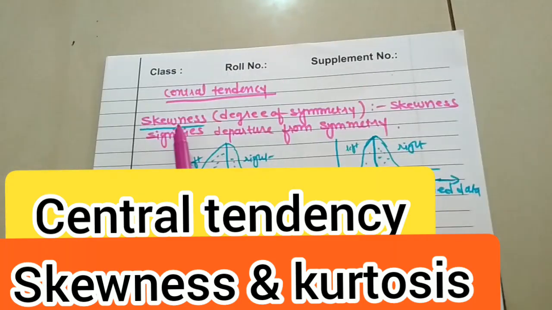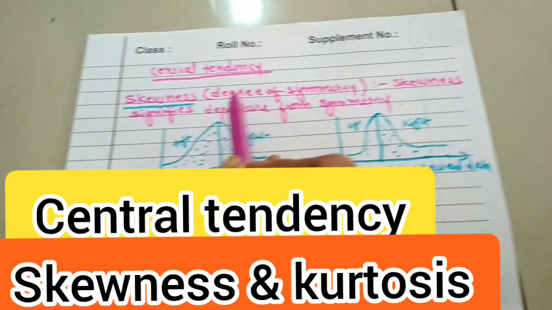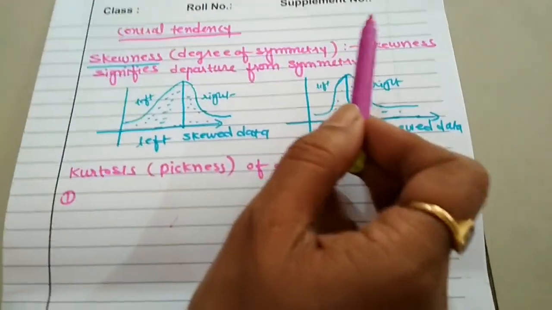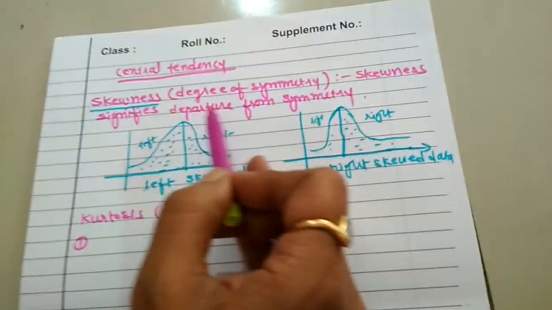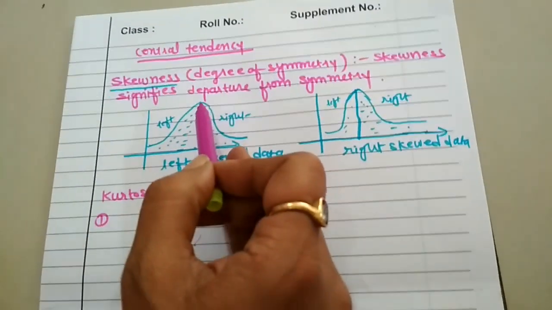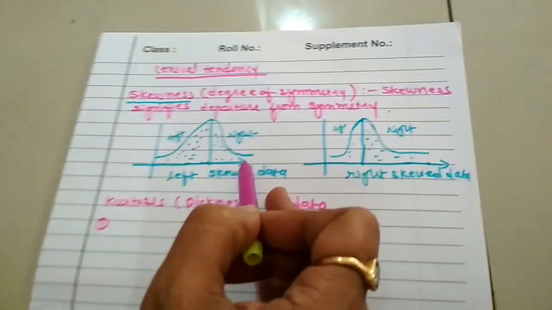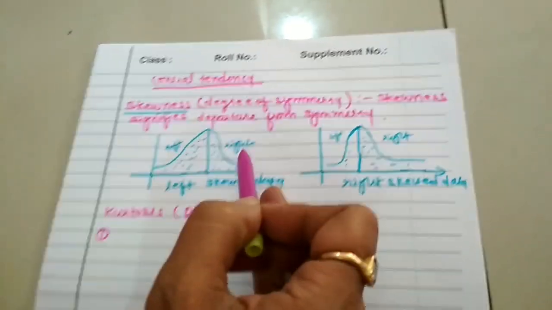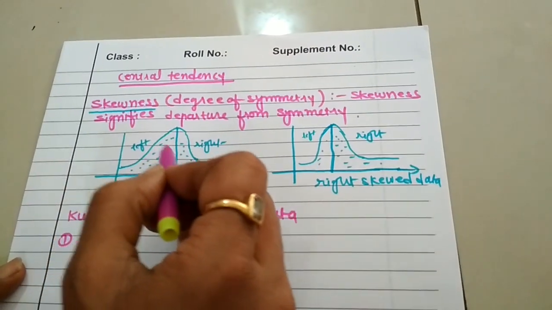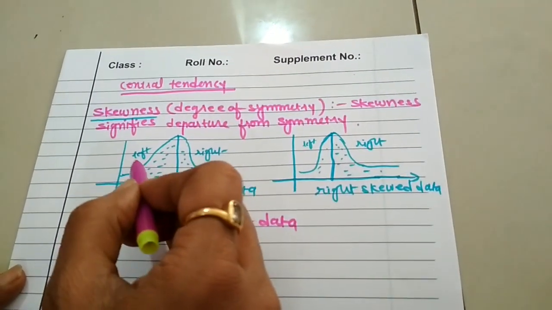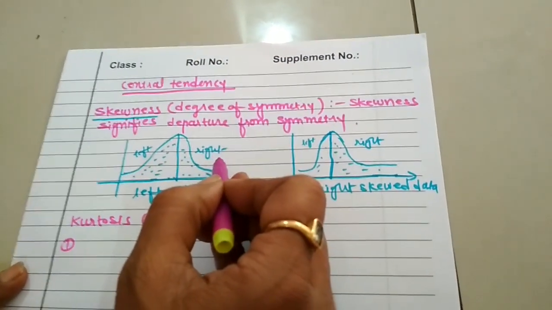Central tendency. Today we will see the skewness, which means the degree of symmetry of the given data. Skewness signifies the departure from the symmetry. This is the symmetry line. If we plot the data on the graph, this is the plotting of data. This is the left side of the data and this is the right side.